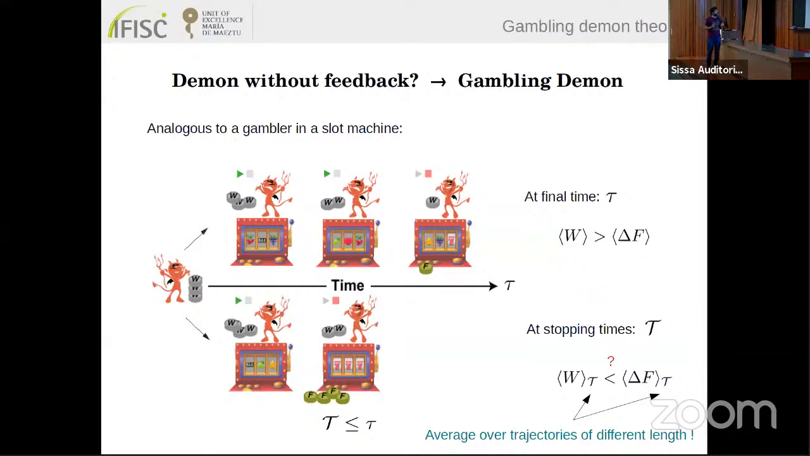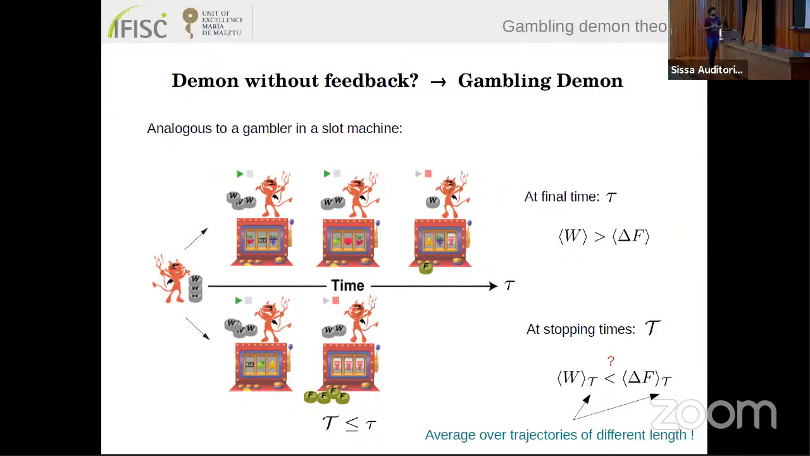So this is analogous to a gambler in a slot machine. Here the demon has to invest some work, which we represent with these silver coins, in order to drive a system out of equilibrium, with the hope to recover more work or more free energy than the one that the demon invested. So what happens if the demon plays this game for a fixed amount of time tau until the end of the protocol? Sometimes the demon will win, sometimes the demon will lose, but on average, it is bound to lose because of the second law of thermodynamics.